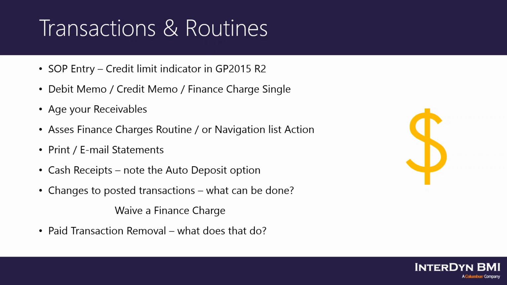Then Sales Order Entry, SOP, Sales Order Processing Entry, and the Credit Limit Indicator. I'll show you that on the SOP transaction; we looked at it on the customer. We're going to look at aging your receivables, assessing your finance charges, printing and emailing statements, and then cash receipts, so we note that auto deposit option we talked about before. Changes to posted transactions, what can be done, and then that paid transaction removal. What does that mean? What does that do?